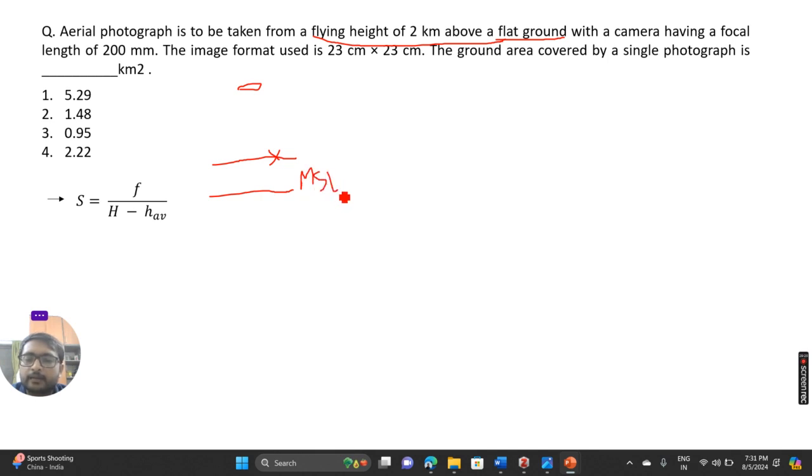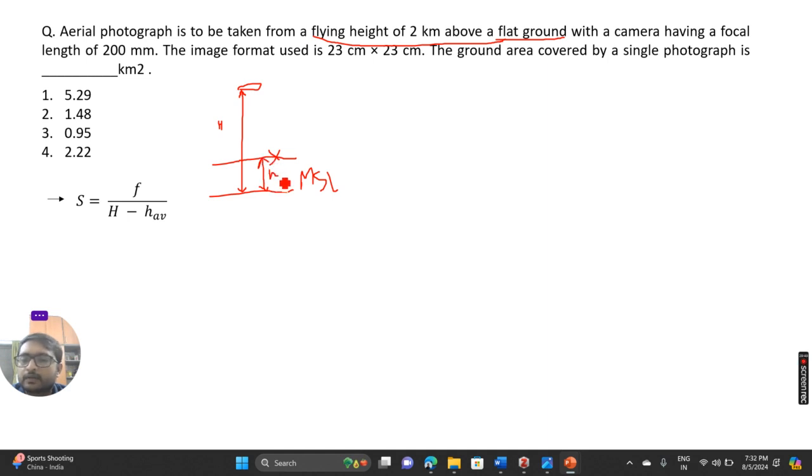So what they are saying, what we have in this formula, is the height from the mean sea level, and h average. This will be your capital H, and the height of terrain from mean sea level is h average or small h.